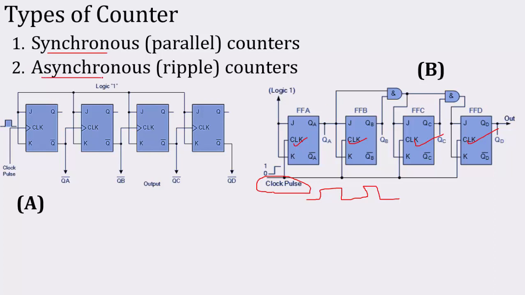What about this? Why do we call it an asynchronous counter? Look here. The clock has been given to only one flip-flop. For the rest, the output of one flip-flop has been given as the clock to another flip-flop. Again, the output of this has been given to the input of the next flip-flop. So that's why this is called an asynchronous counter.